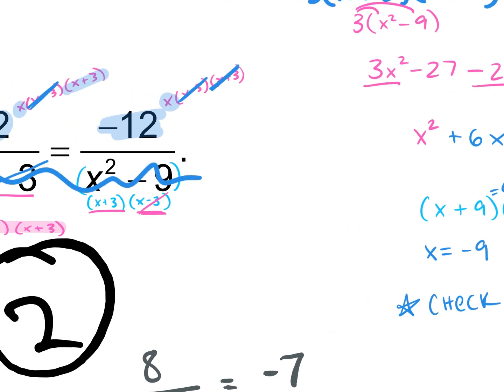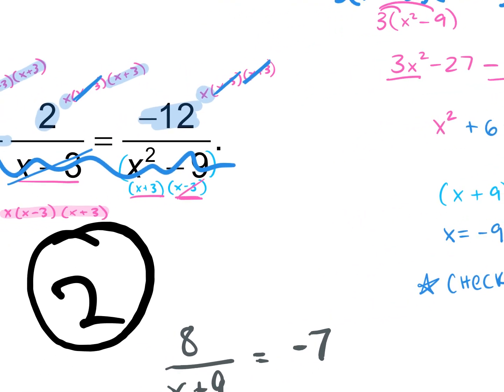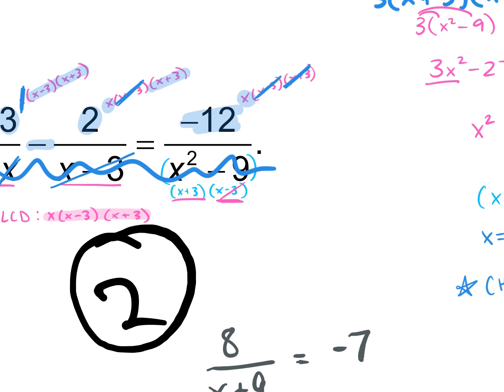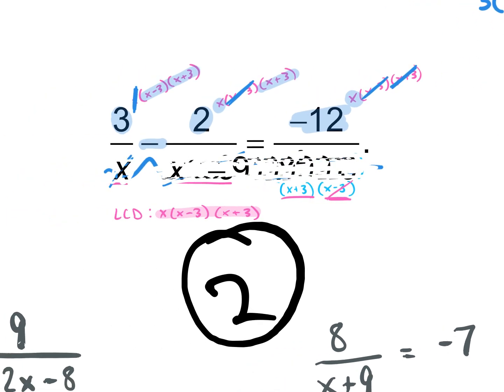And when I say check the answer, we have to plug it into our denominators to make sure we don't get 0 in our denominators. So I'm going to look at my 3 denominators down here and plug in my 2 answers to make sure I don't end up with 0 in one of my denominators.